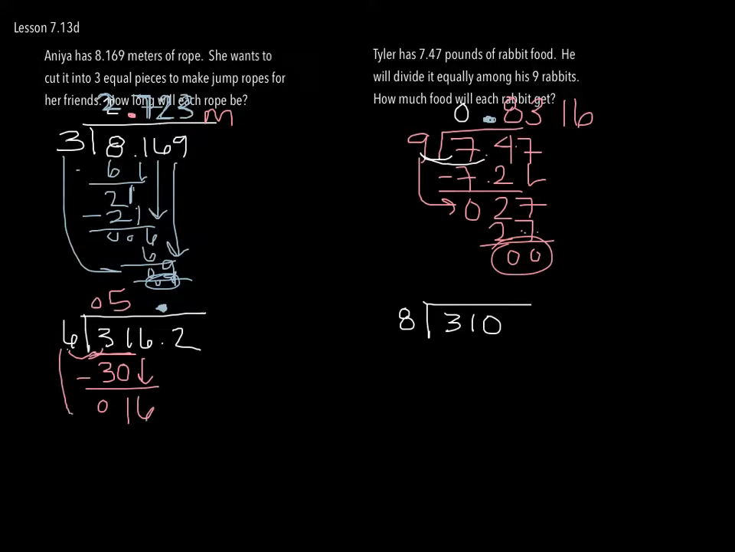How many times does 6 go into 16? Well, hopefully you know that's 2. Okay, 2 times 6 is 12. Put answer on the bottom. Subtract. That's 4. That's 0. And now we're going to bring down our next number, which is 2.